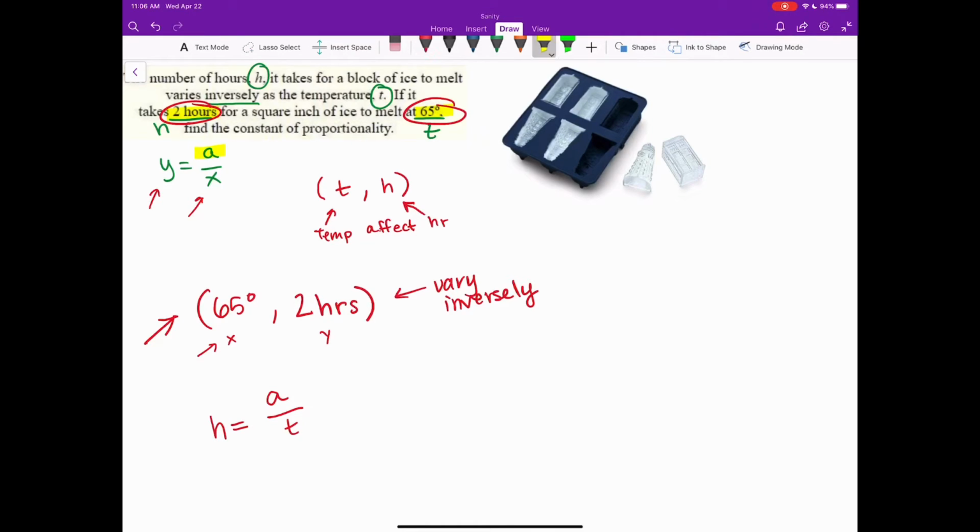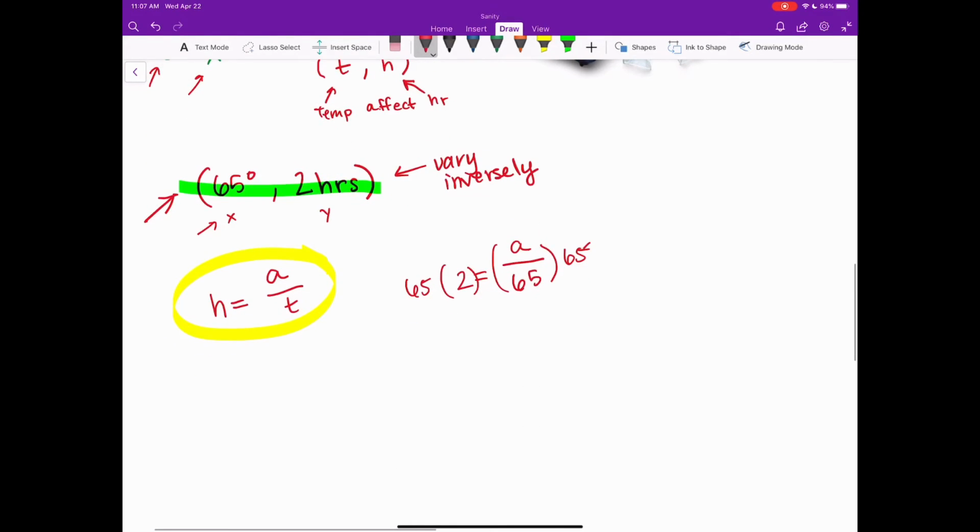So this equation is hours equals my constant of variation divided by temperature. Now I can plug in the point that I just wrote into that equation in order to solve for A. So I have a temperature of 65 degrees and 2 hours, so 2 equals A over 65. Now we can solve for A. Let me multiply by 65 on both sides. That cancels out, and I'm left with A equals 65 times 2, which is 130.